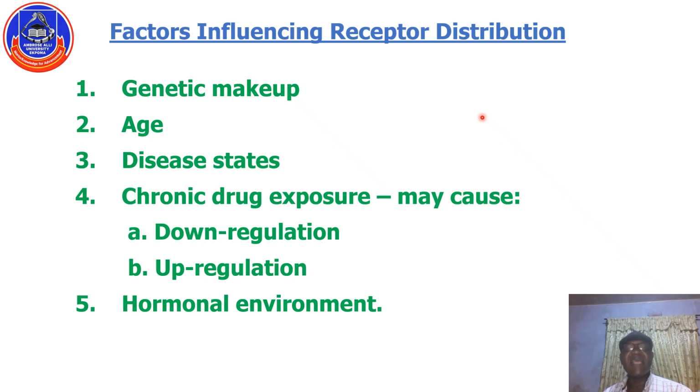What are then the factors affecting or influencing receptor distribution? Of course, genetic makeup, age, disease state, chronic drug exposure, which may cause downregulation or upregulation, as well as the hormonal environment.